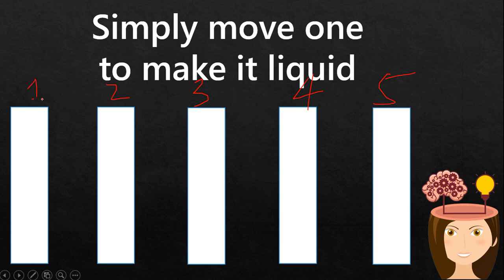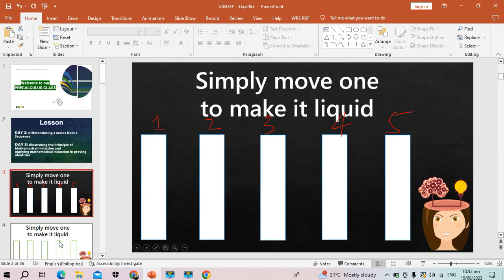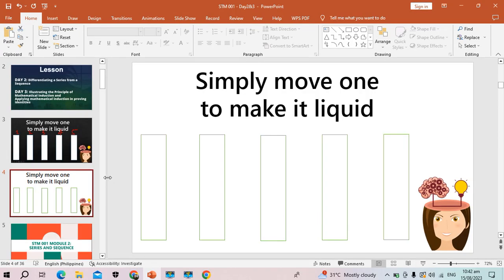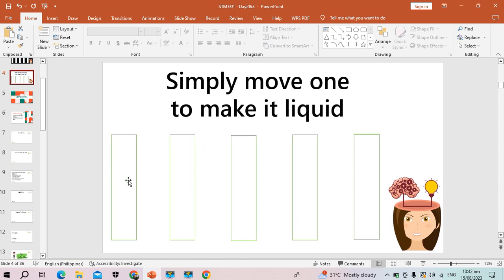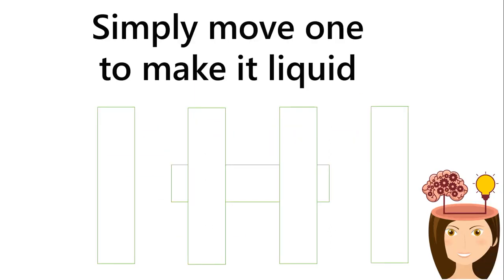1. Yung 1, anong gagawin ko? Ilalagay in between 3 and 4, pahiga. So, gawin natin. Tingnan natin kung tama yung sinasabi niya. Kunin ko daw yung number 1. Ipapahiga natin. Ilagay natin sa gitna ng 3 at 4. Then, liquid na ba, guys? Yes, sir.